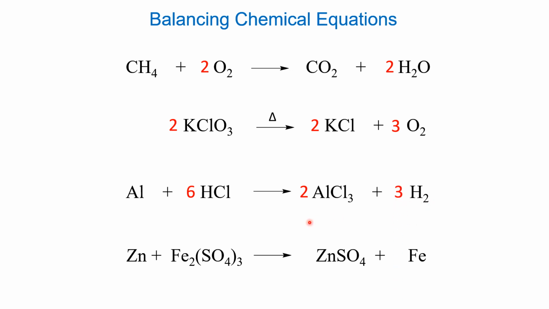The last one, you have to go back to check the aluminum. Now I have two aluminum, so I have to change this coefficient of aluminum to 2. Now it's all balanced.